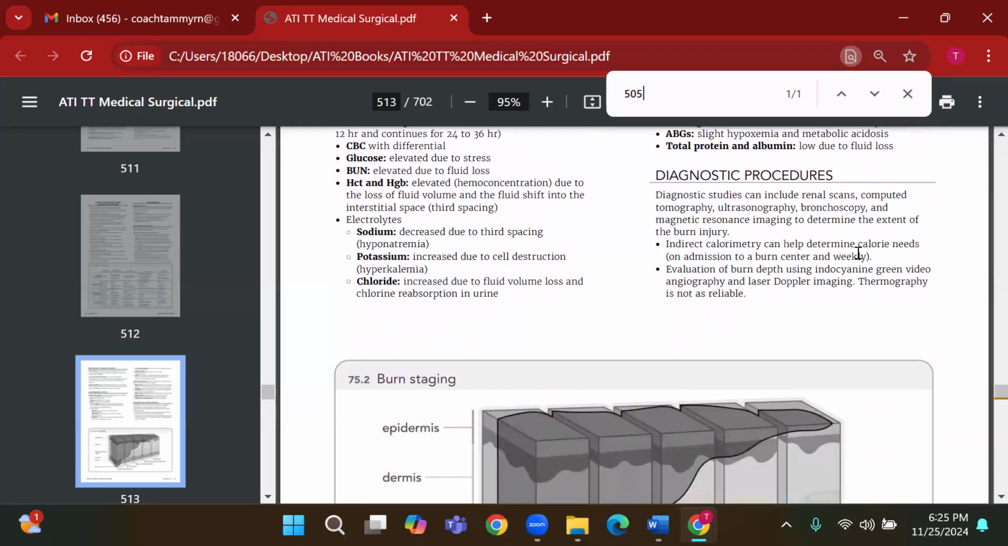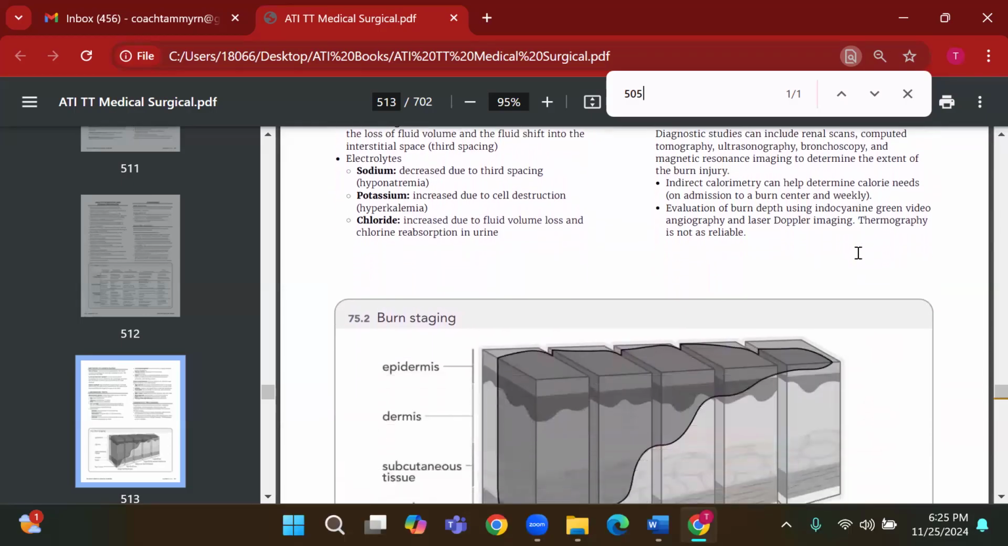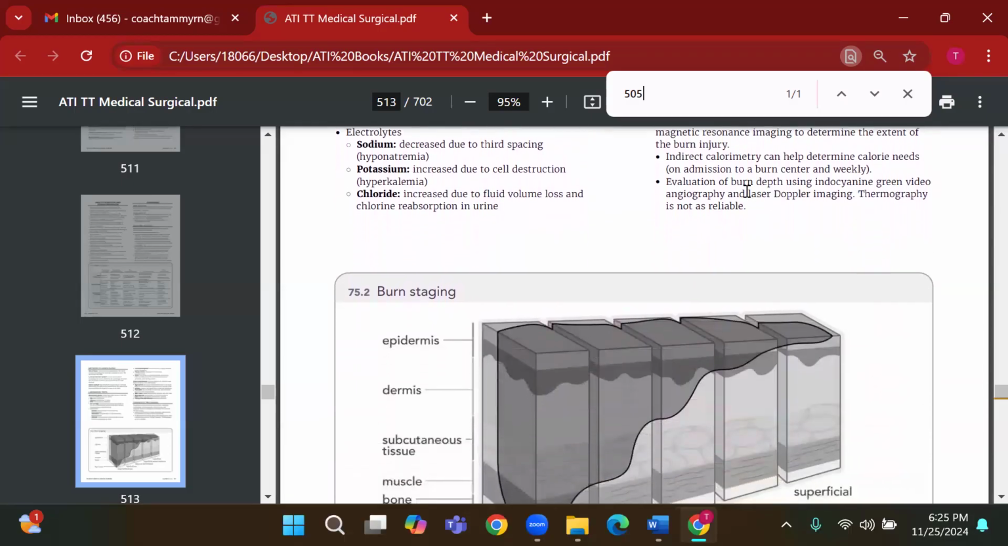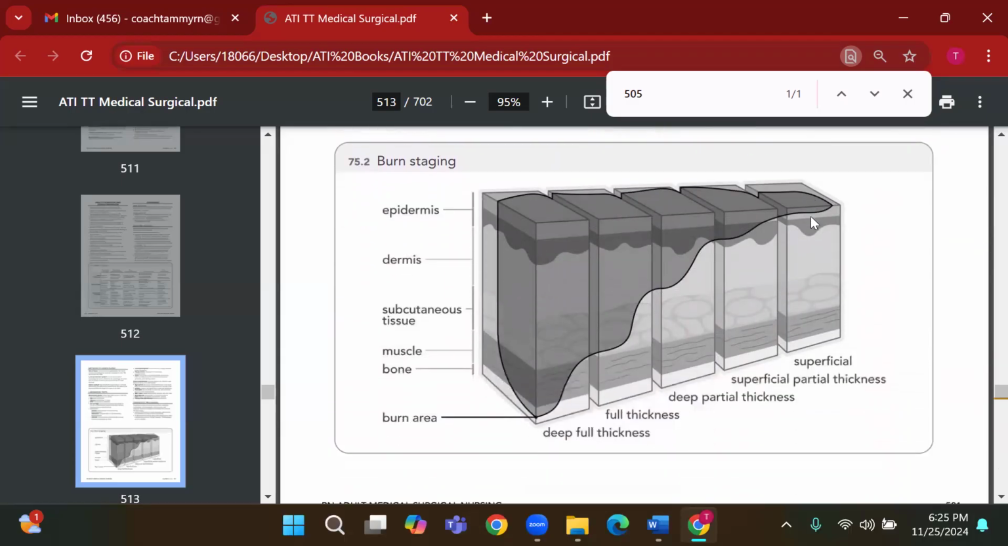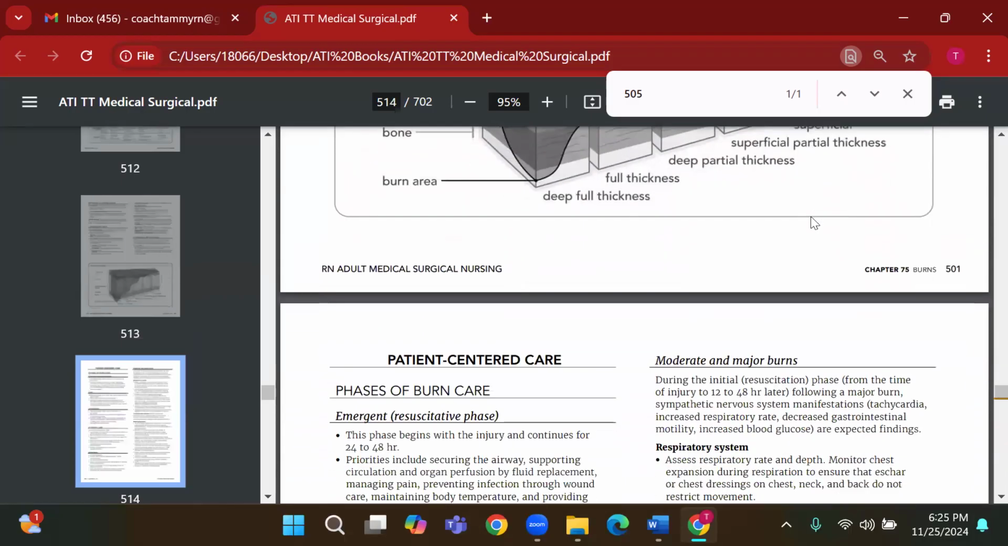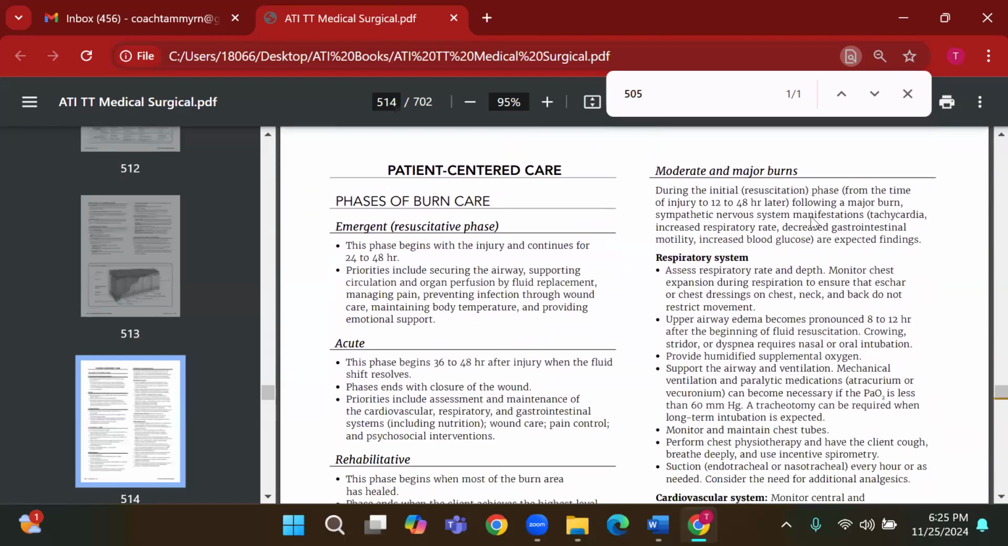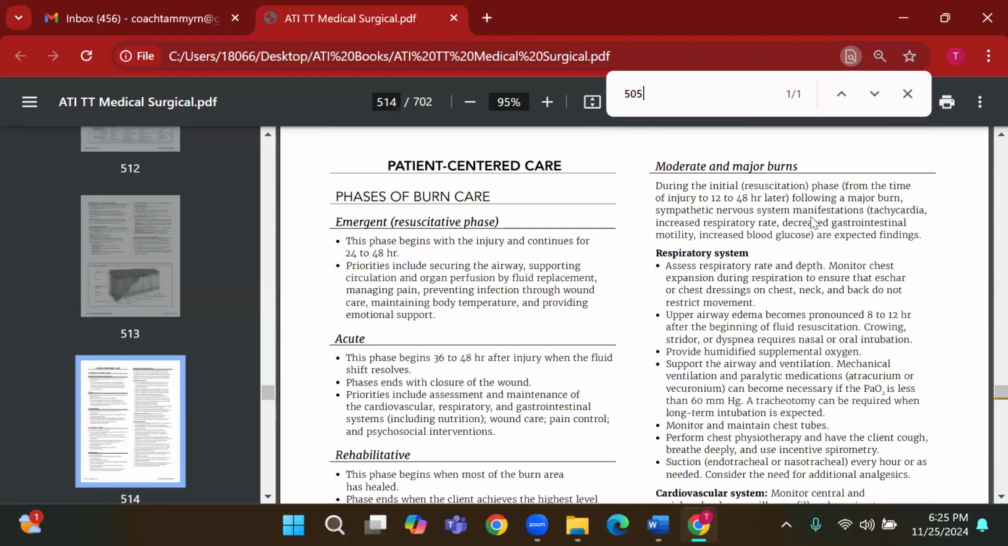So what are we going to do? First of all, we're going to evaluate the burn depth. If you worked in the burn unit, you would be doing that. But for this test, I think it's going to be a little bit of a different question. I want you to see that there are phases of burn care. Okay, so when you look at burn care, there's an emergent phase, right?